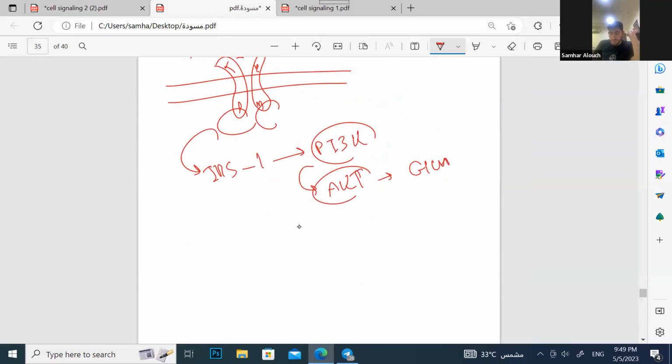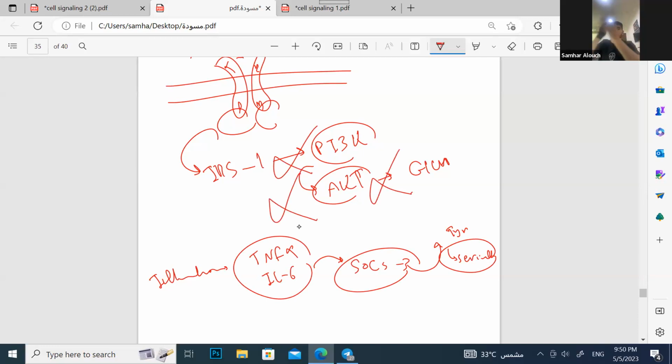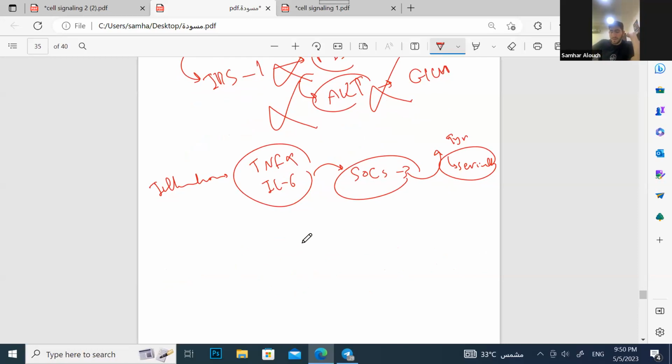Once we have inflammation, it goes and increases TNF alpha and interleukin 6. TNF alpha and interleukin 6 increase SOCS3. SOCS3 changes tyrosine kinase into serine kinase. Once we have serine kinase, we can't activate PI3K, we can't activate AKT, we can't activate GLUT4, and the whole insulin action becomes meaningless. It doesn't have any reaction. And so we have insulin resistance and we have diabetes mellitus too.